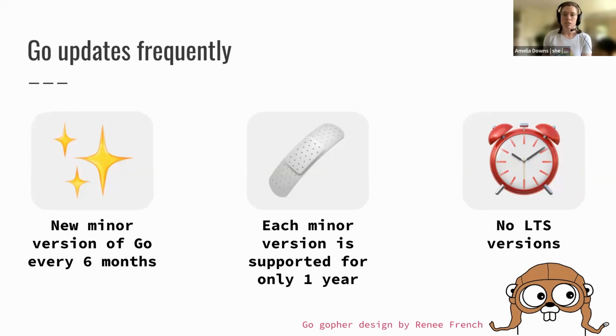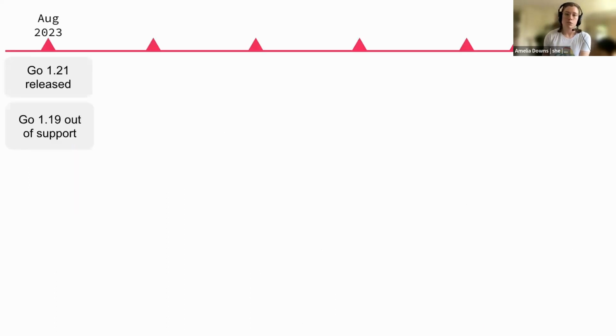And all of these factors together mean that in order to keep our users on supported versions of Go, we have to keep a pretty strict timeline. And that timeline looks something like this. So for example, in August of this year, August 2023, the next version of Go will be released, version 1.21. At the exact same time, Go 1.19, 2 versions prior, will go out of support.